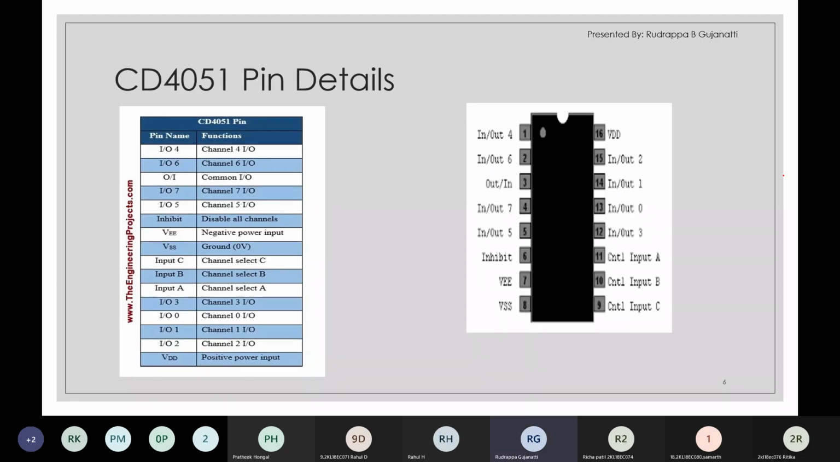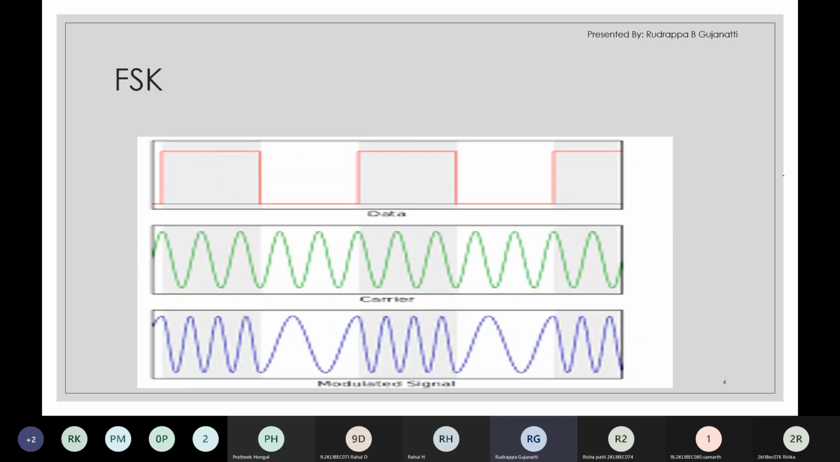So how do we implement this in the hardware aspect? We can make use of different devices in order to implement this. So logically, what we are looking out, whenever data is 1, you send the high frequency signal. Whenever data is 0, you send the low frequency signal. So this is the logical aspect what you have to implement.